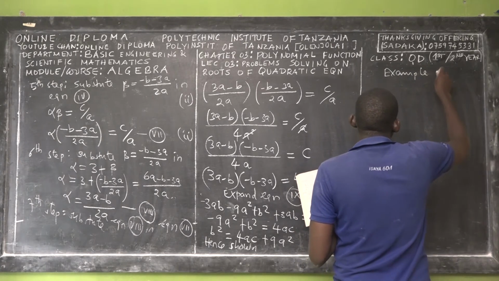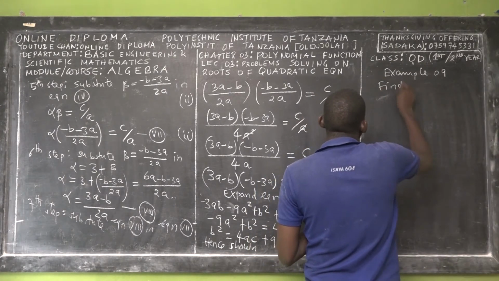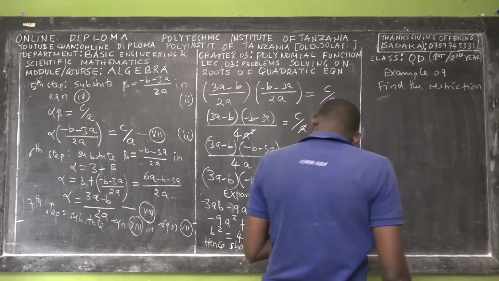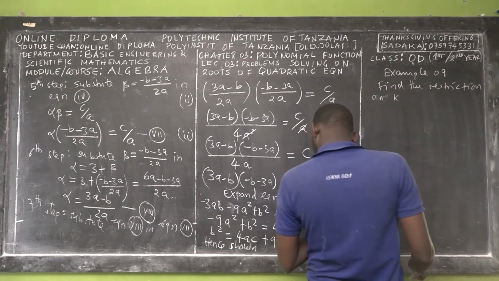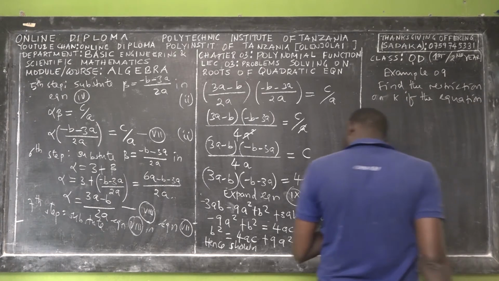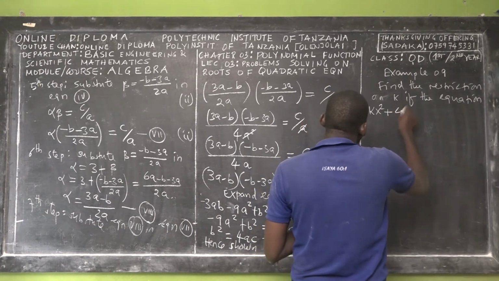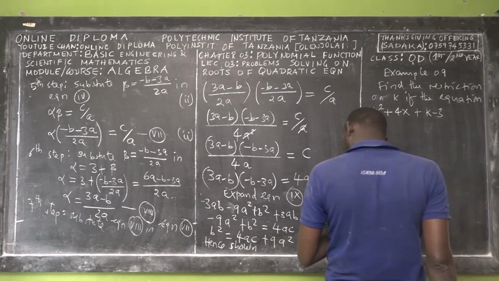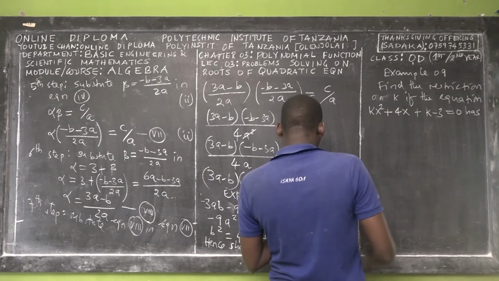So we have to do example 9, simple. Find the restriction on k if the equation kx squared plus 4x plus k minus 3 is equal to 0 has real roots.